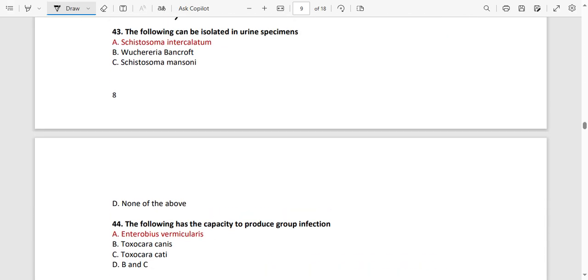The following can be isolated in a urine specimen: Schistosoma intercalatum. As we have said, this guy is the one which causes urinary bilharzia or schistosomiasis. Wuchereria, Schistosoma mansoni. So the rest, no. But we can think of what Wuchereria causes.